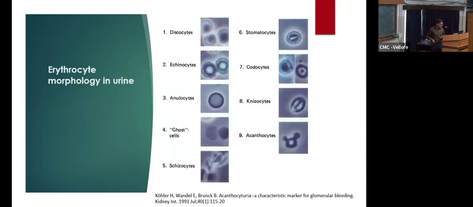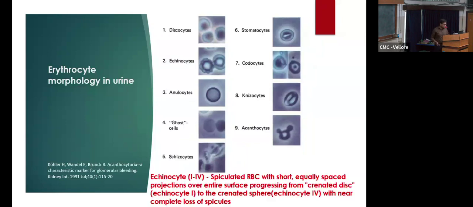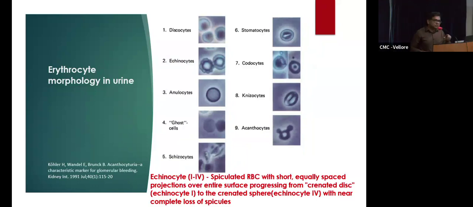So these are the 9 types of the dysmorphic RBCs. We'll see them one by one. The first one is discocytes. It's a disc form RBC with concentric cavities. You can see the 2 concentric cavities. Another is echinocytes. It has types 1 to 4. When the spicules are uniform, it is echinocyte type 1. And if the spicules are fading, it is categorized as echinocytes 2 and 3. When the spicules have completely faded, it is called echinocyte 4. You see this one, this is the 4, and this is the first.